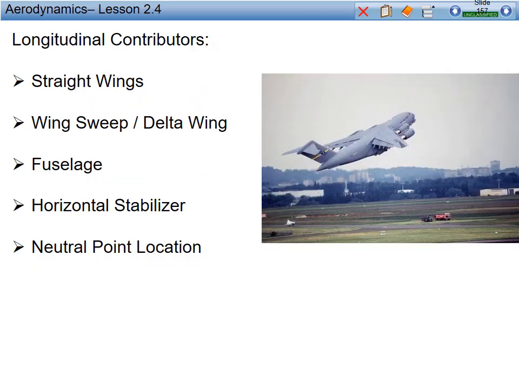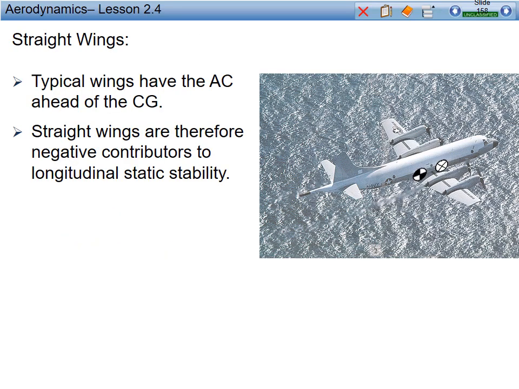Contributions to longitudinal stability are straight wings, swept wings or delta, fuselage, horizontal stabilizer, and neutral point location. Straight wings. Typical wings have an aerodynamic center ahead of the center of gravity. Straight wings are therefore a negative contributor to longitudinal static stability.